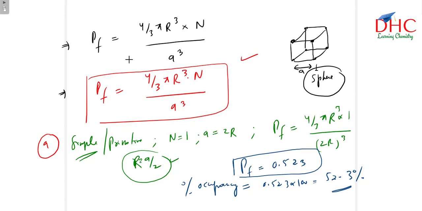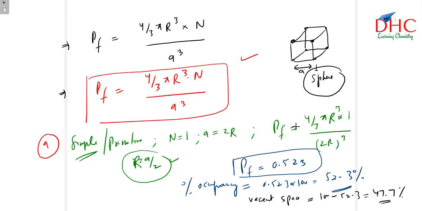How much vacant space will remain, therefore? So vacant space is equal to 100 minus 52.3, that is approximately equal to 47.7%. This is the vacant space in case of simple or primitive cubic packing.